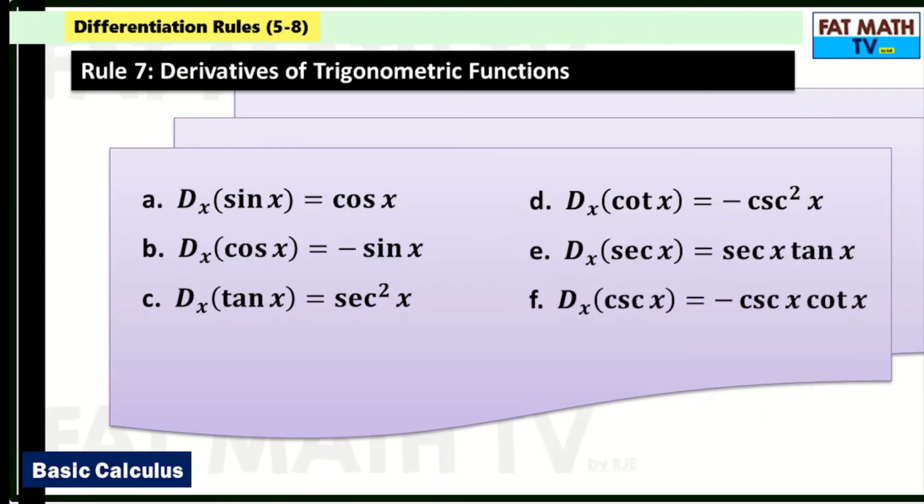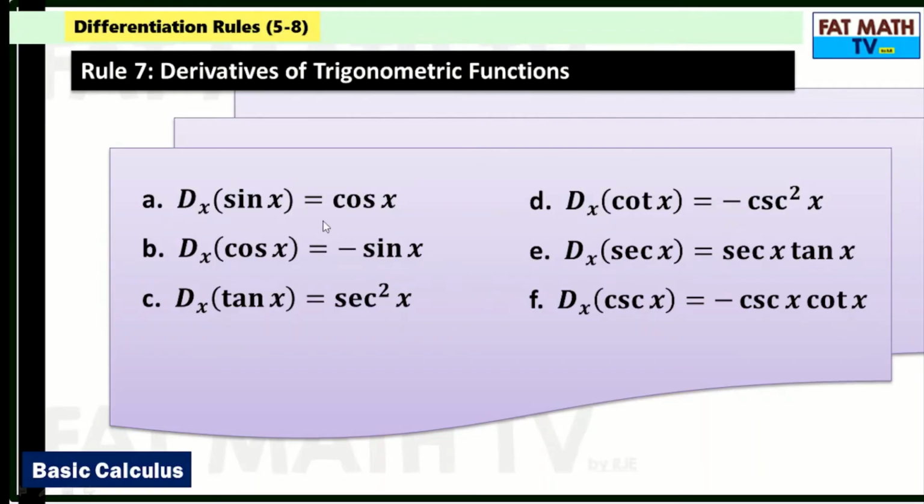Okay, let us have rule number 7, derivatives of trigonometric functions. So the derivative of sine x is cosine x. The derivative of cosine x is negative sine x. The derivative of tangent x is secant squared x. The derivative of cotangent x is negative cosecant squared x. Derivative of secant x is secant x tangent x. And the derivative of cosecant x is negative cosecant x cotangent x.